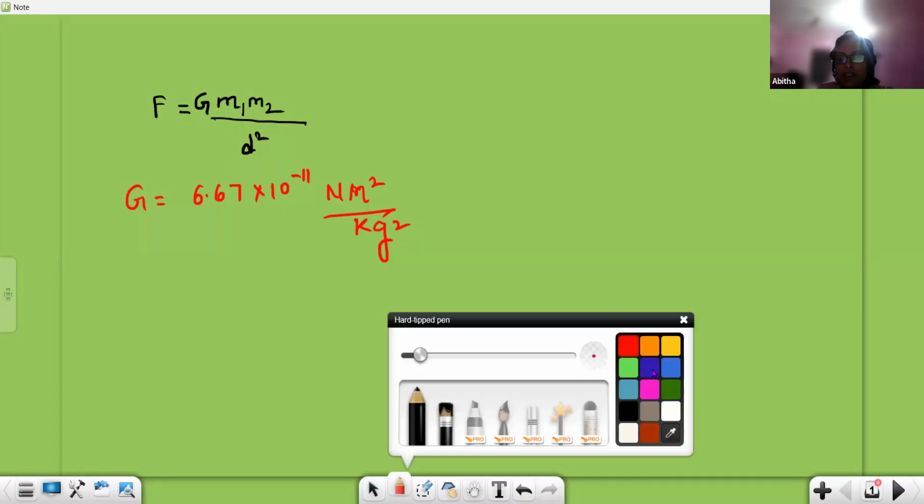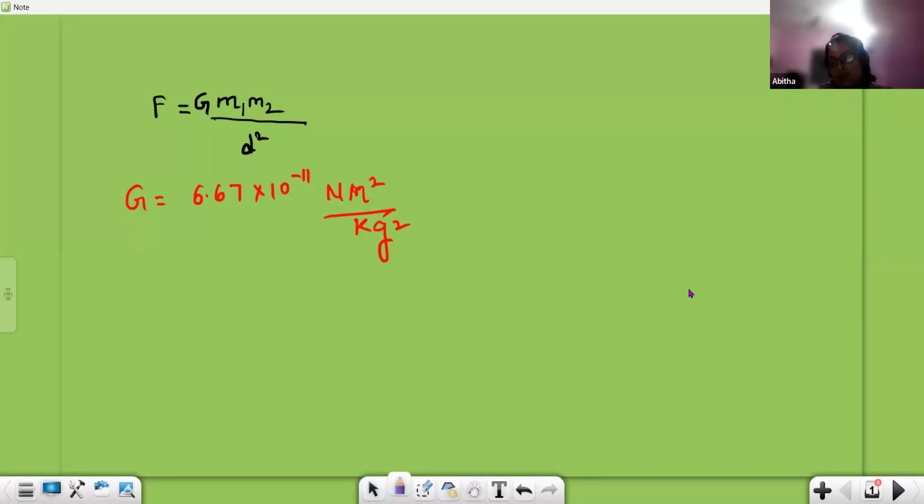So what are the properties? It is a weak force. It is an attractive force. And what are the applications? Applications like we can see in the tides. We can see the revolution of planets around the sun. Moon is also revolving around the Earth. Everything is due to gravitational force only.